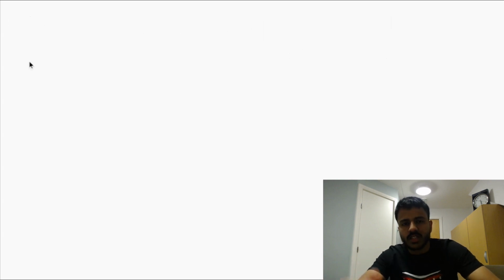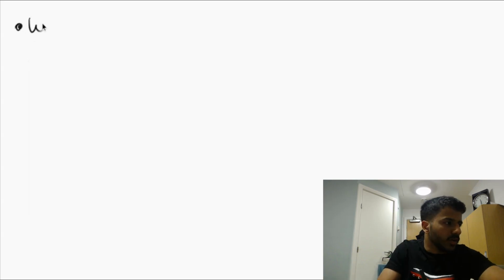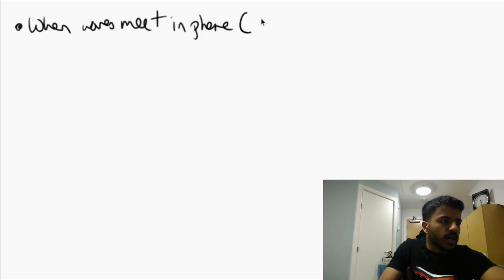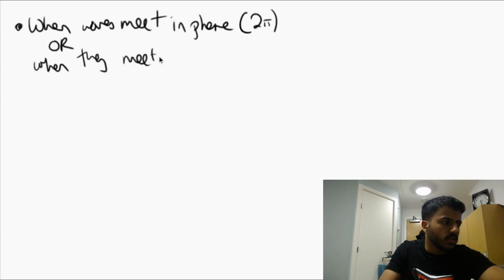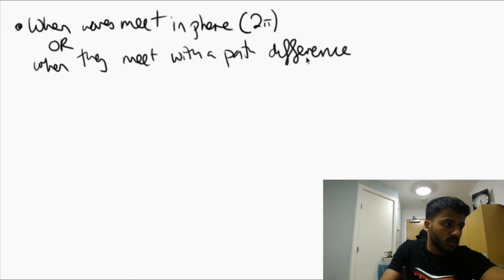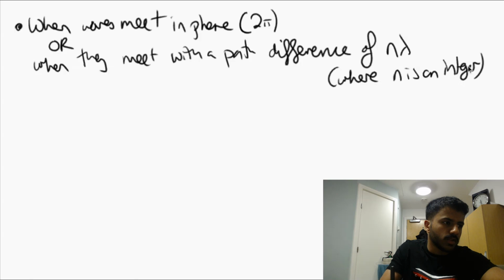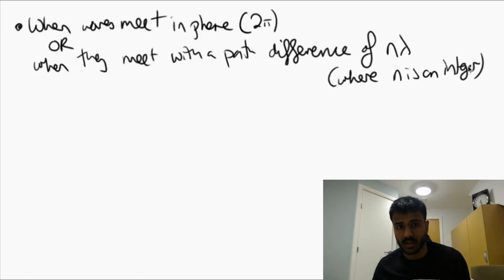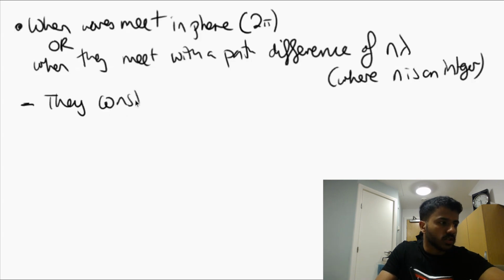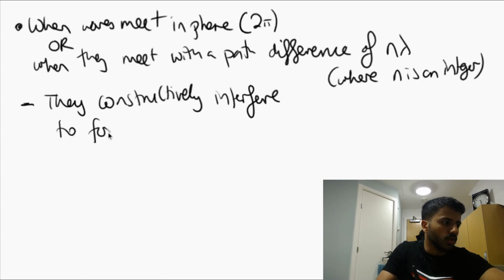So why is this important? Let's see what happens when two waves meet. When waves meet in phase, and this means that the phase difference between the waves, if you remember, is 2 pi, or when they meet with a path difference of n lambda, where n is an integer, so that means that the path difference is a whole number of wavelengths, they constructively interfere to form a maxima.